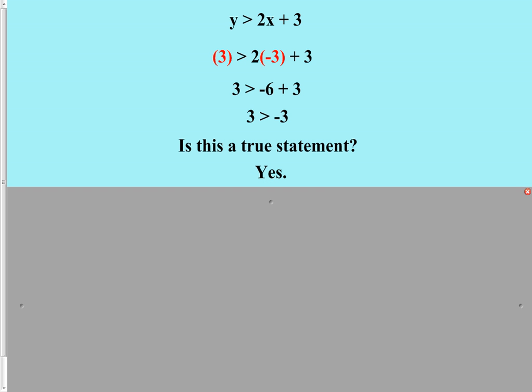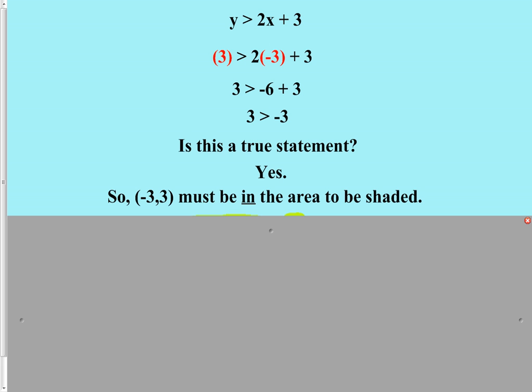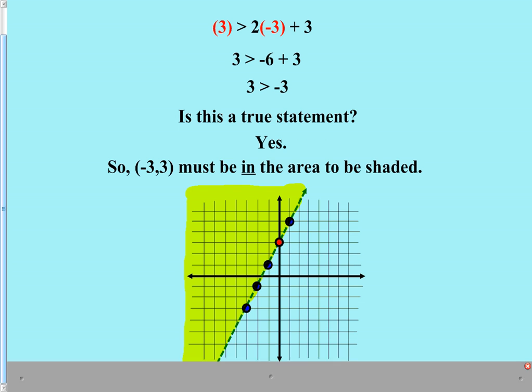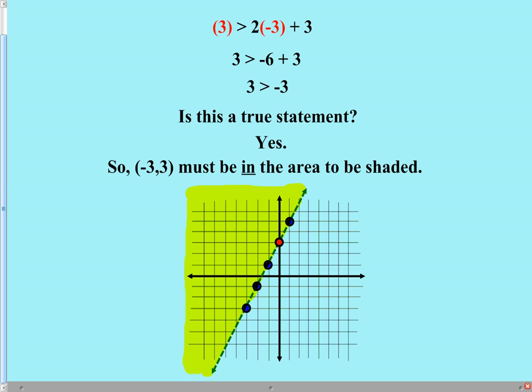So once again, a message is being sent to us by -3, 3. It is saying, since we got a true statement, yes, I am in the area that's supposed to be shaded. You should shade towards me. So that gives us 2 real good reasons to shade up and to the left of this line. We checked the origin and it said, no, do not shade over here. We checked -3, 3, and it said, yes, definitely shade over here. So you shade up and to the left of the line, and that's your answer.